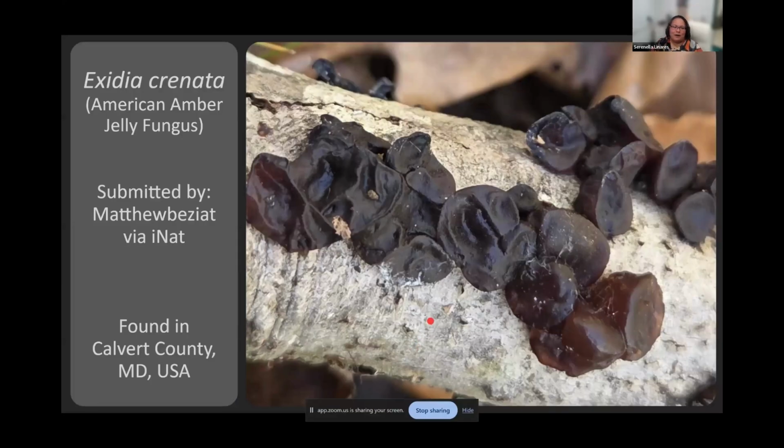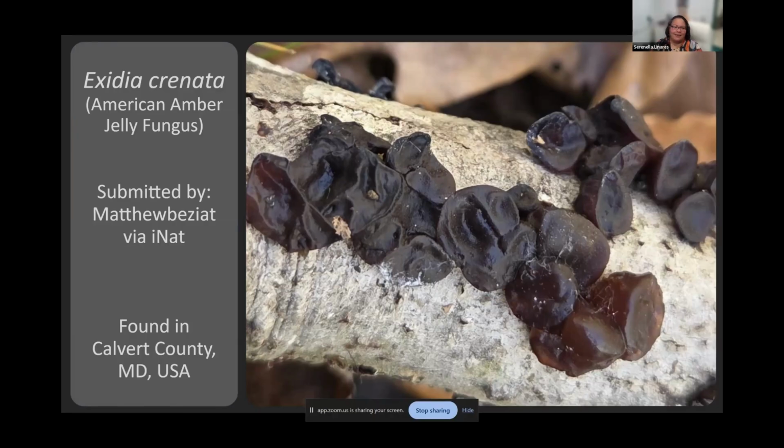Next. Another one that's popping up and will be popping up for the rest of the winter whenever the days are a little warmer and there is enough water in the environment is the American amber jelly fungus, or Exidia crenata, not to be confused with Exidia recisa, which is a European species.